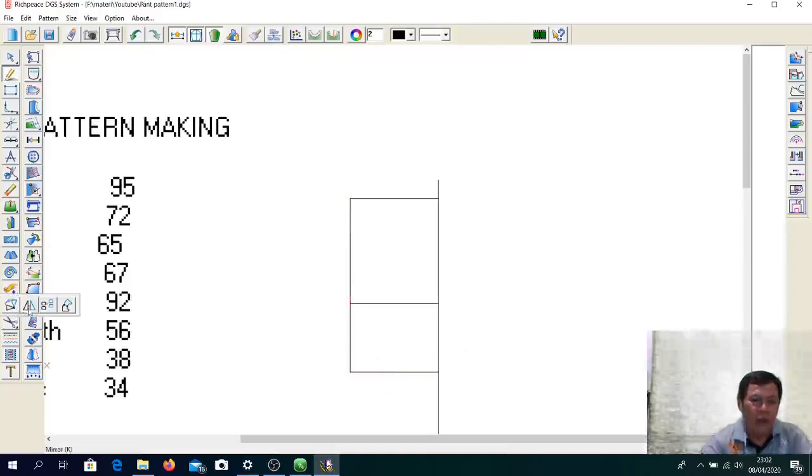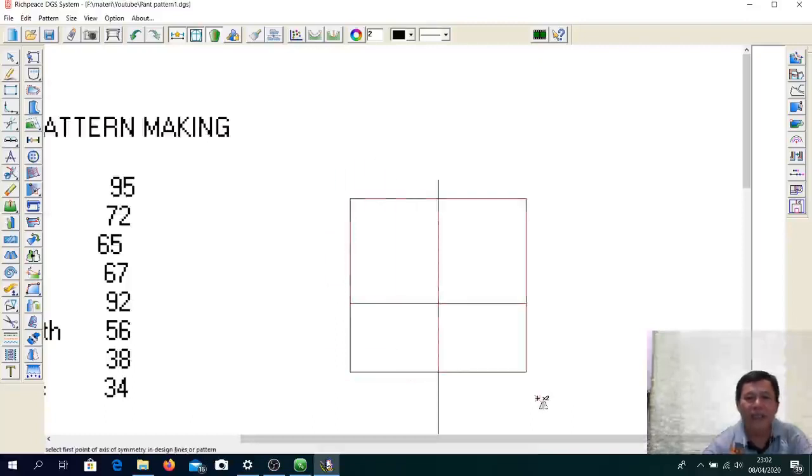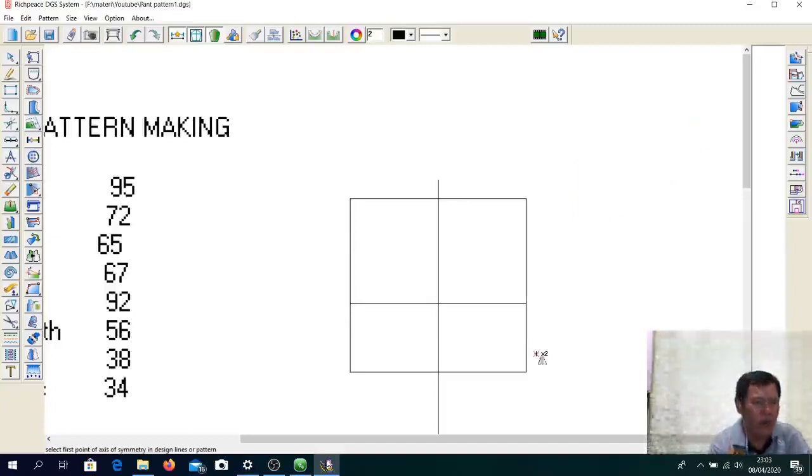And then why am I using SpongeBob SquarePants? Because if I mirror this, as you see, this is square, and this is shirt and pants. So you must make SpongeBob SquarePants with the waist measurement, the distance between hip and waist, and the crotch measurement. So you have a SpongeBob SquarePants. This is the basic we make for the pants pattern.